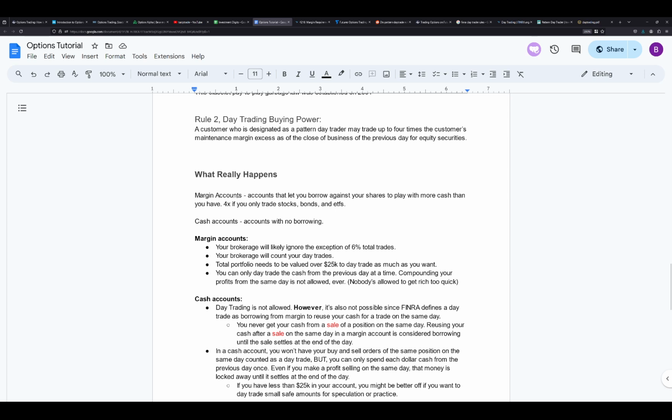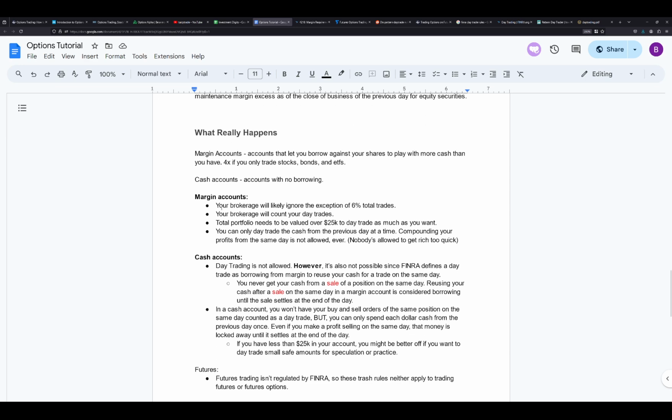So what really happens, you have margin accounts that let you borrow against your shares to play with more cash than you have, up to like 4 times the value of any stocks, bonds, and ETFs that you buy. So you're kind of borrowing to play with more money than you actually have. Cash accounts are accounts that have no borrowing whatsoever taking place. In a margin account, your brokerage is going to ignore the special exception that, like, oh, you could day trade fine with less than 25K if it's less than 6% of your total trades. No, they're not going to pay attention to that unless something goes wrong and they have to margin call you.